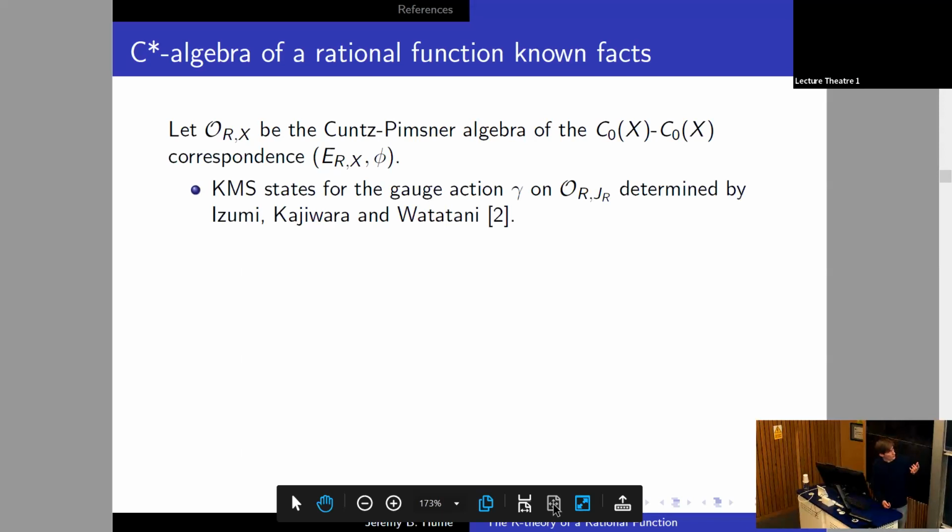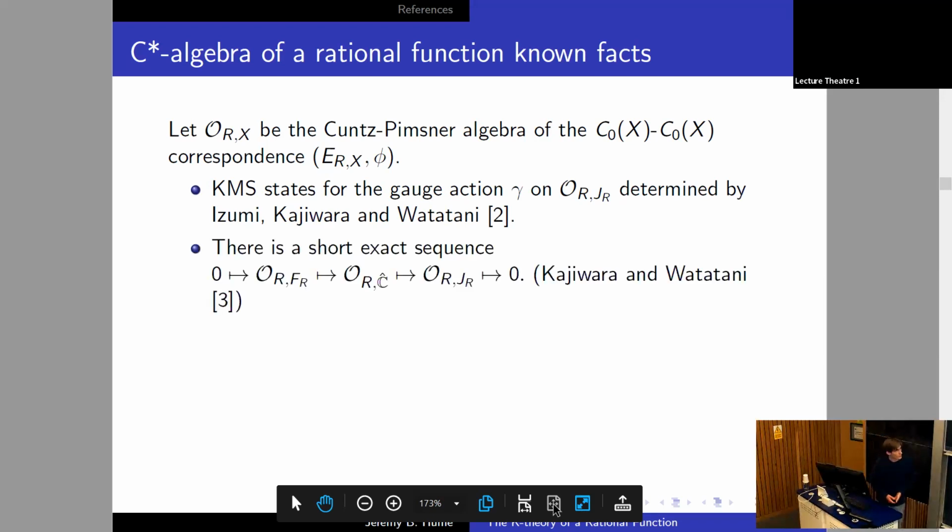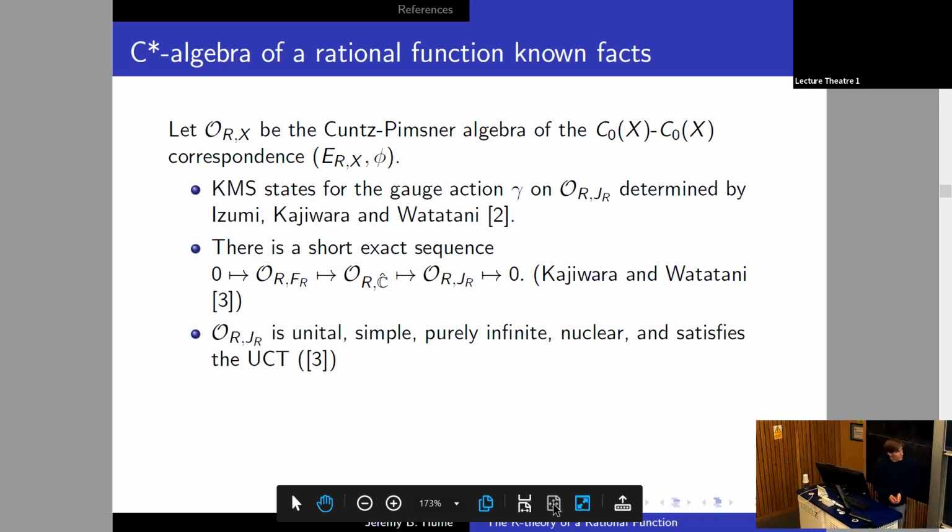So some things about these algebras: the KMS states have been determined by Izumi, Kajiwara, and Watatani. These algebras fit into a short exact sequence, which kind of makes sense because the Fatou set is sort of an invariant domain for the dynamical system. And the C-star algebra associated to the rational dynamics on the Julia set is unital, simple, purely infinite, nuclear, separable, and satisfies the UCT. So in particular, it's a Kirchberg algebra.